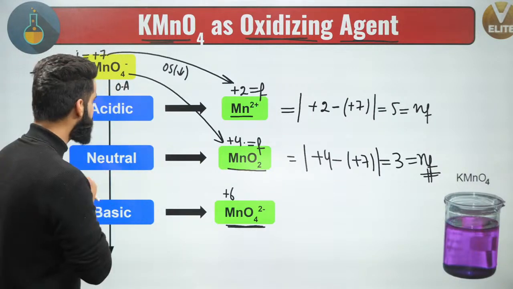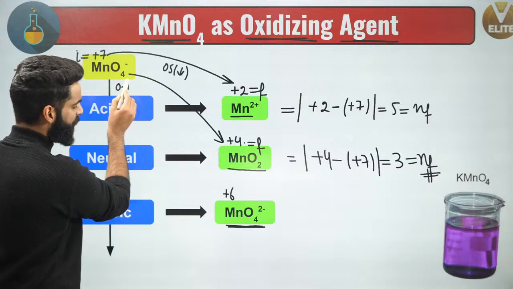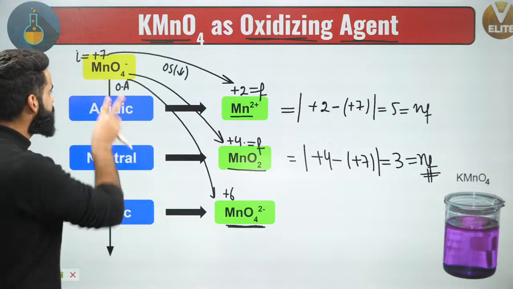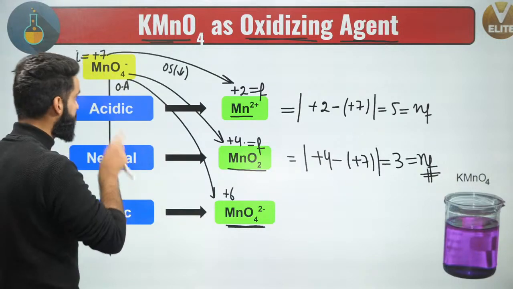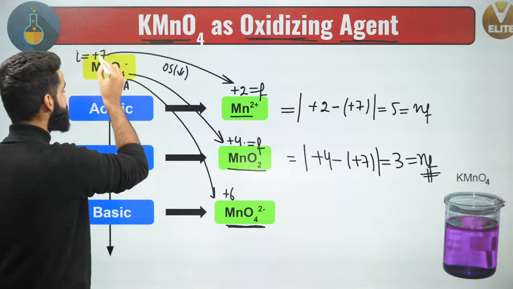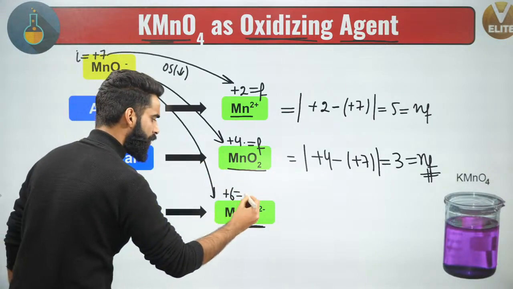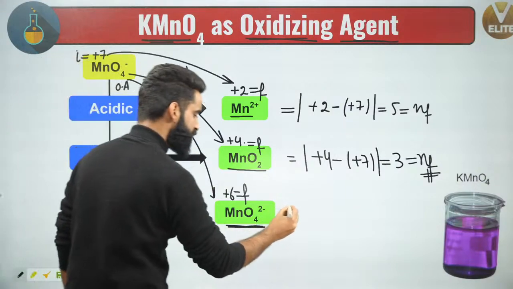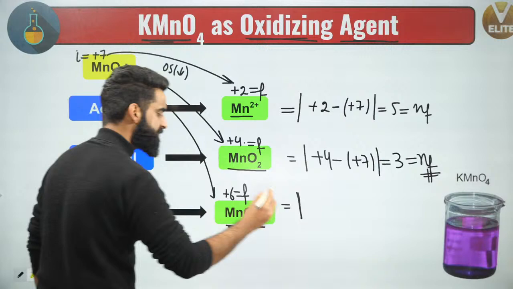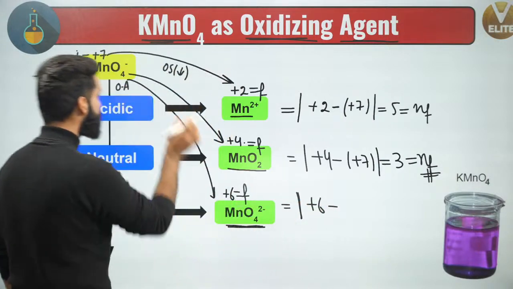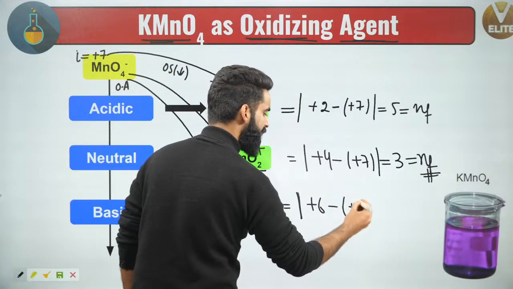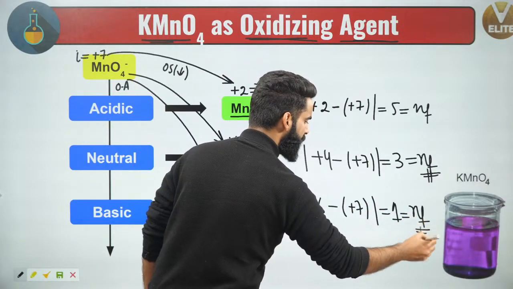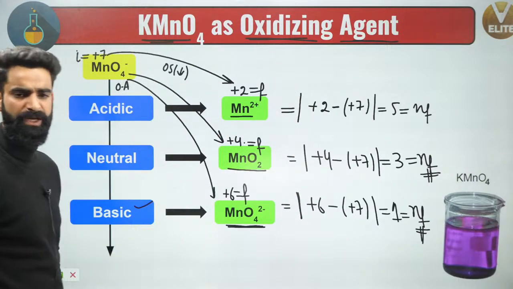Yeah. Now what about the basic medium? In the basic medium, the same MnO4 negative, the same KMnO4 gets converted to MnO4 di negative. Yes. So the oxidation state of Mn in the basic medium changes from +7 to +6. This is the initial oxidation state of Mn. This is the final oxidation state of Mn. I'll simply calculate the change in the oxidation state. The change in the oxidation state is going to be the final oxidation state of Mn, that is +6, minus the initial oxidation state of Mn, that is +7. You'll get the value over here as 1, and this one over here I'll be calling the N factor of KMnO4 in which medium? In your basic medium. Very simple.